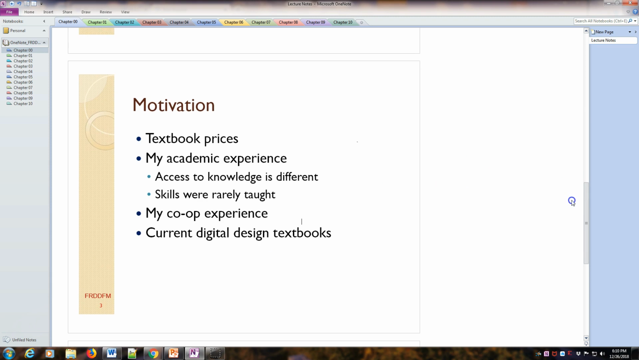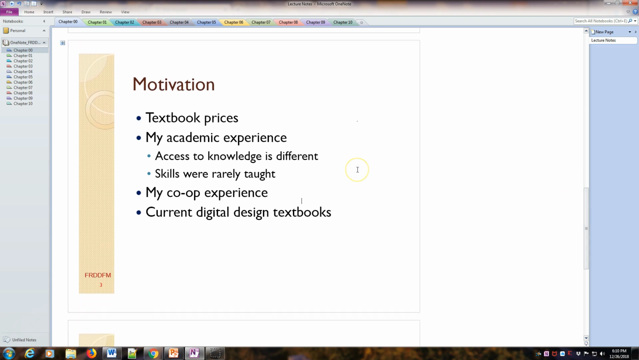Okay, so my motivation behind writing these textbooks was that the first engineering textbook I purchased was in 1983. It was a statics and dynamics book. It cost $60, which was like a ton of money back then, and I always wondered why they're so expensive, and that always stayed with me. I always thought I would do something about it. So particularly my academic experience was different. It was 30 plus years ago.